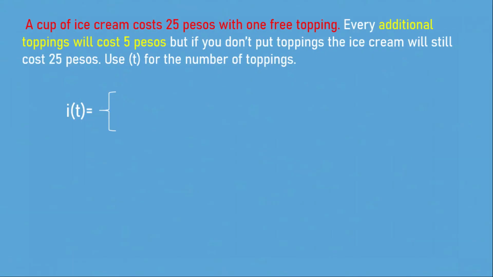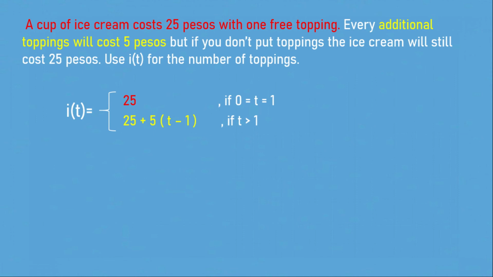So, for the first condition, which is a cup of ice cream costs 25 pesos with 1 free topping, the first condition is going to be 25 if 0 is less than or equals to T and T is less than or equals to 1. The second condition is every additional toppings will cost 5 pesos. If you write it down, it's going to be 25 plus 5(T - 1), if T is greater than 1.